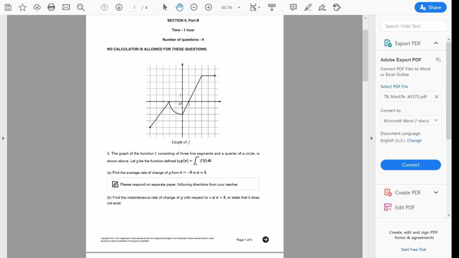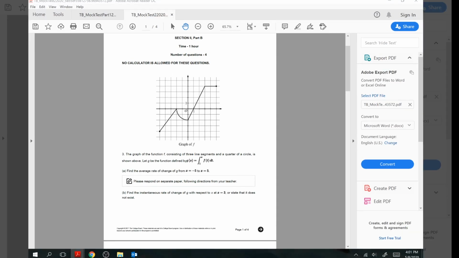On the first question, it says find the average rate of change of g from -5 to 5. Here's what almost everybody did. Oh, I'm not in Screen Sketch. They ignored g. Almost everybody answered this question for f, which was not what the question was asking. g is the integral from 1 to x of f of t dt, which means we actually have to find the integral. The first thing we know is because the bottom bound is 1, if I put a 1 up here, I get the integral from 1 to 1, which is 0. So I know g is 0 at 1.